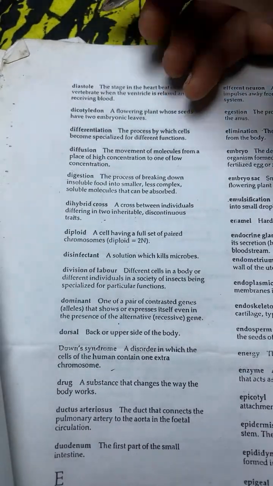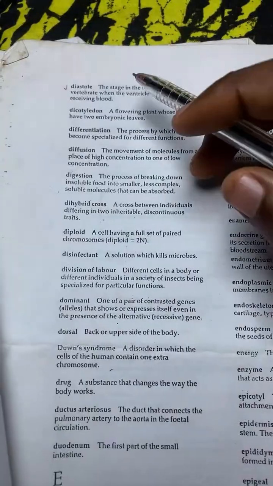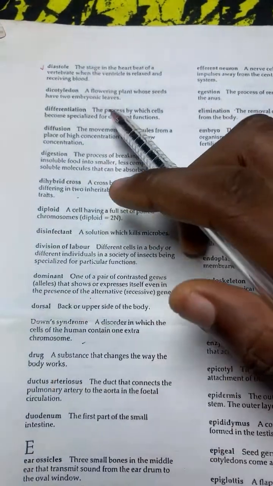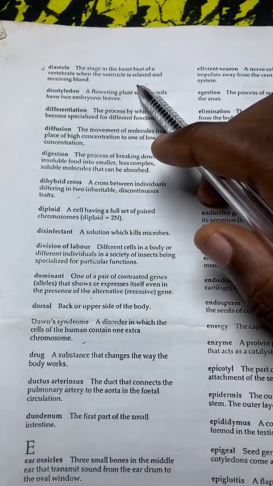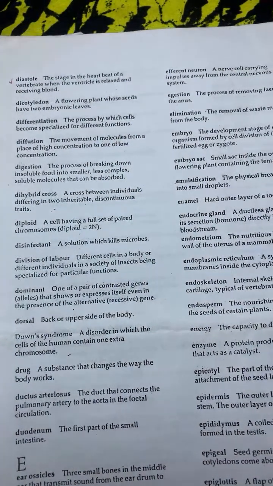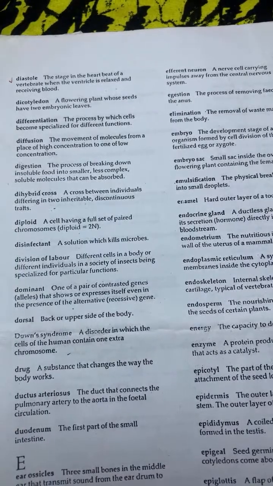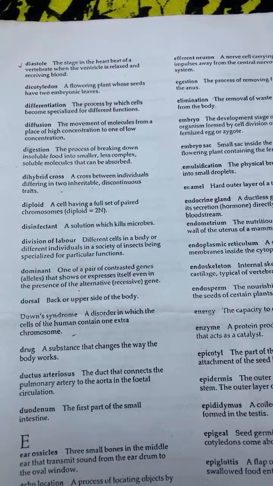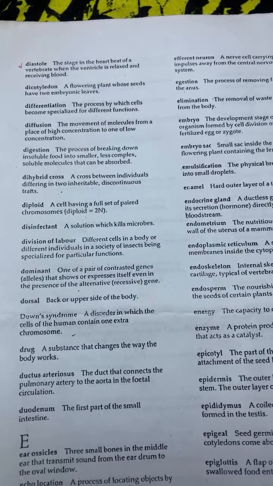Okay, let's continue though. Now we'll come here again. Look at diastole. Now under diastole, we say that diastole generally is the stage in the heartbeat of a vertebrate when the ventricle is relaxed and receiving blood. I've explained what we mean by ventricles. If you joined my video in the morning, I explained ventricles and auricles.